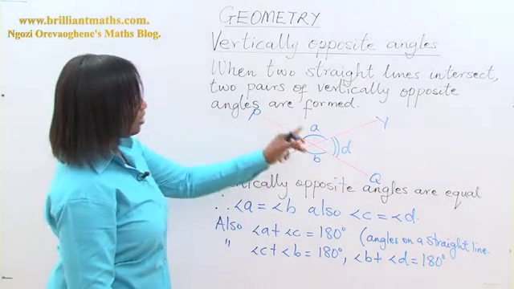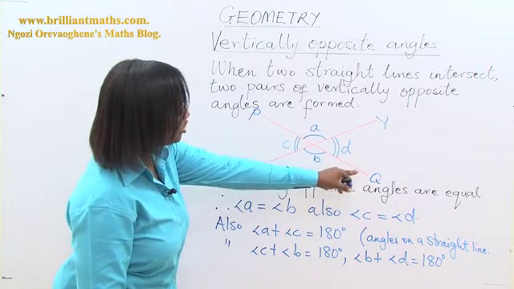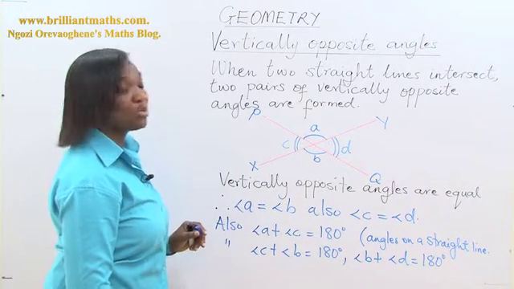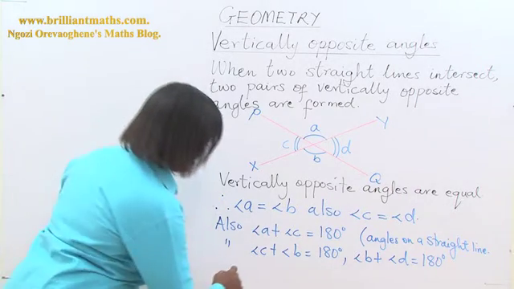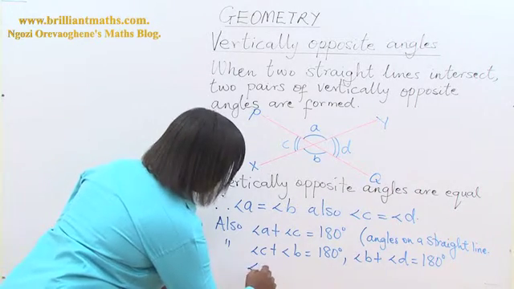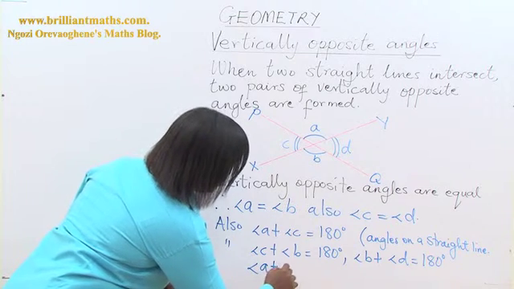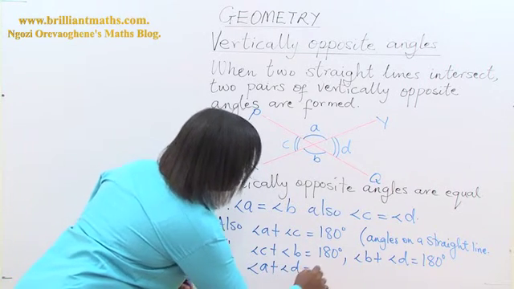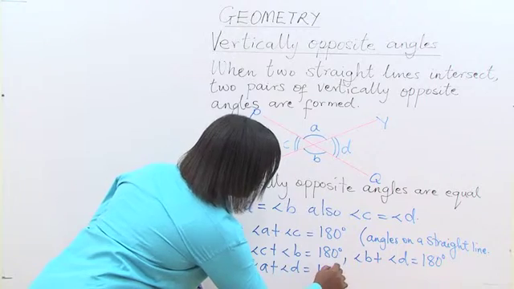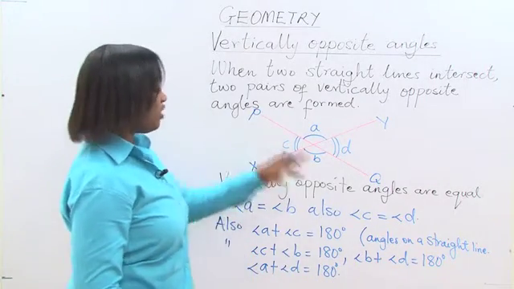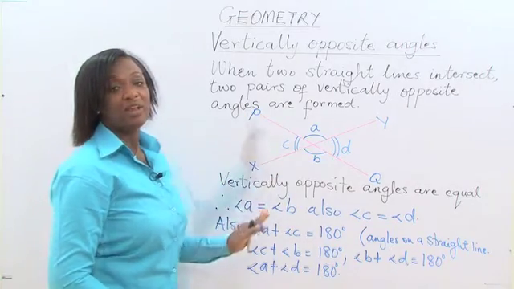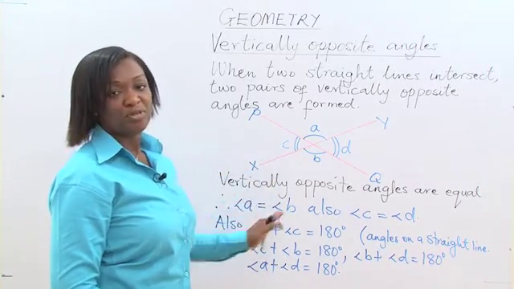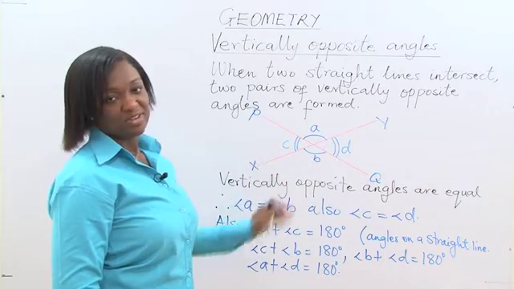And angle A plus angle D is also on a straight line. And they're also equal to 180 degrees. Angle A plus angle D is equal to 180 degrees. The reason for all this is because angles on a straight line add up to 180 degrees.